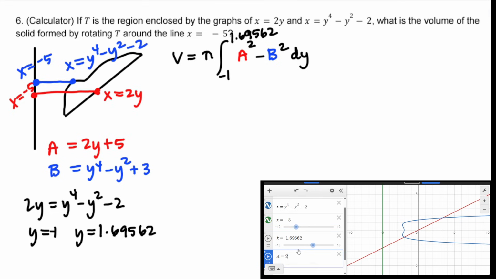So a was 2y plus 5. Now, Desmos is smart enough to know the difference between capital B and lowercase b, but I just don't even push it. Y to the 4 minus y to the 2 plus 3. All right, I can turn off these graphs because that's just the things I'm going to be integrating. And I'm going to want to integrate from 1 up to k. Raise that up a little bit. Put a pi in the front on a squared minus b squared dy. I'm going to get 72.384.